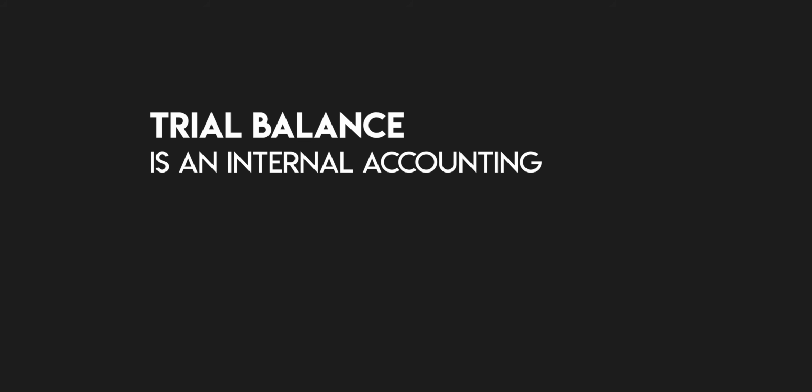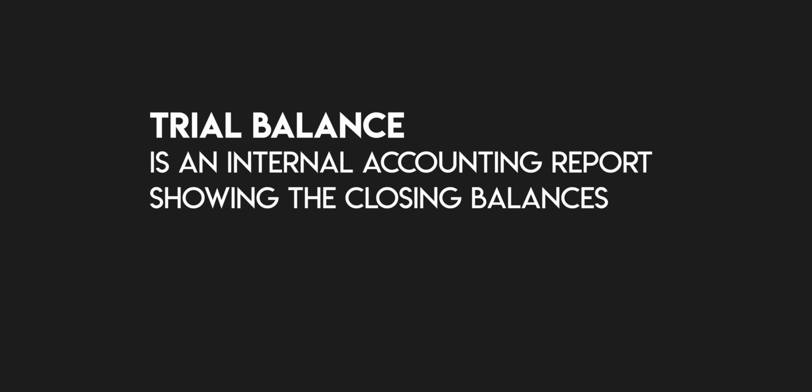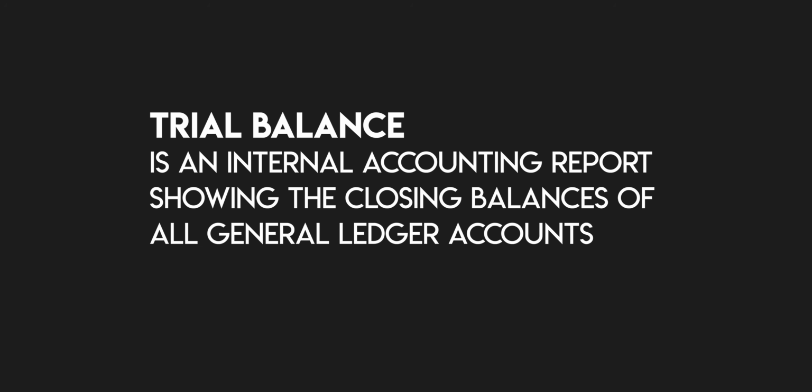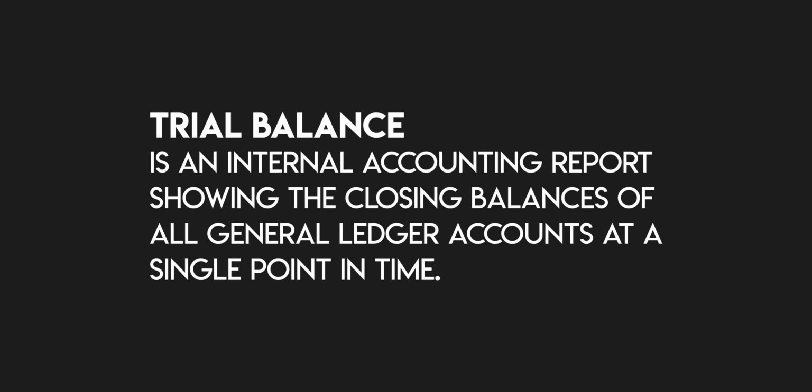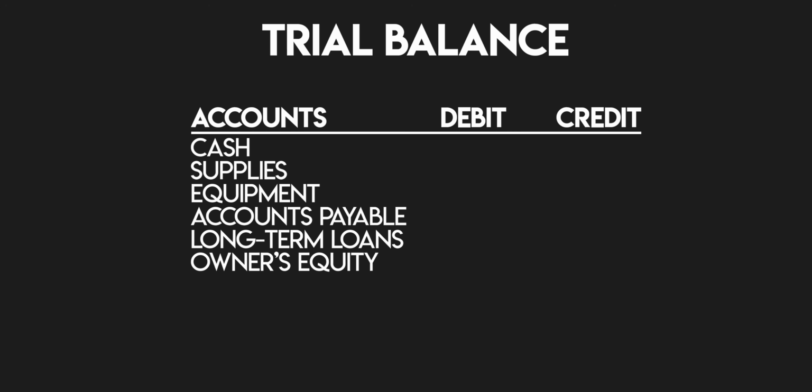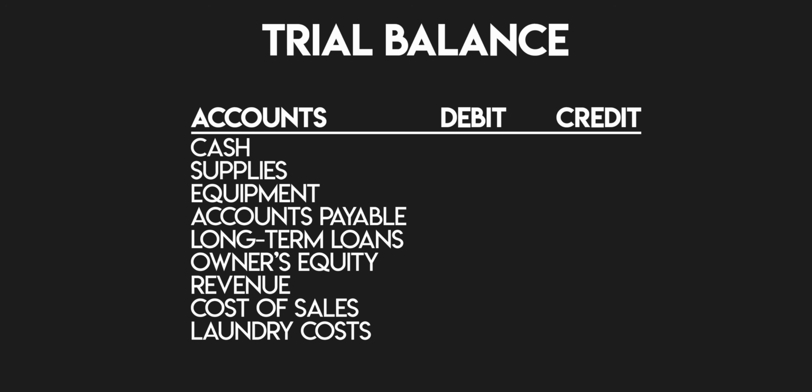Cryptic. The trial balance is an internal accounting report showing the closing balances of all general ledger accounts at a single point in time. It looks like this. We have three columns: accounts, debits, and credits. The accounts column contains a complete list of all of the general ledger accounts in a business, and to the right of it, we have the total debits or total credits in each account. The trial balance shows us the closing balances of all of these accounts at a single point in time.